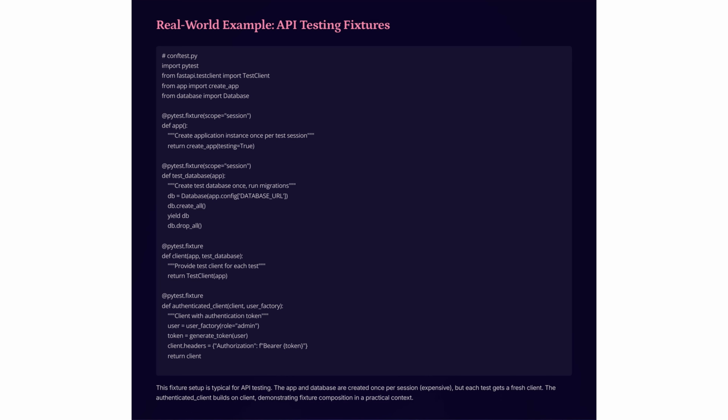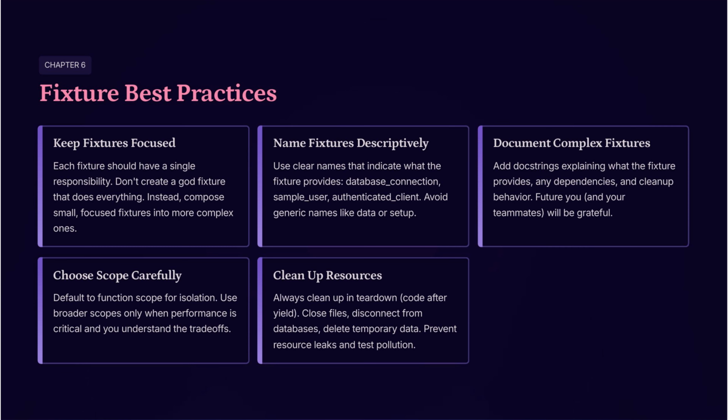In API testing, fixtures like app and test database are created once per session to optimize performance. The client fixture provides a fresh test client for each test, ensuring isolation. The authenticated client fixture extends client by adding an authentication token, showcasing effective fixture composition for testing scenarios requiring user authentication. Focus each fixture on a single responsibility to avoid complexity.